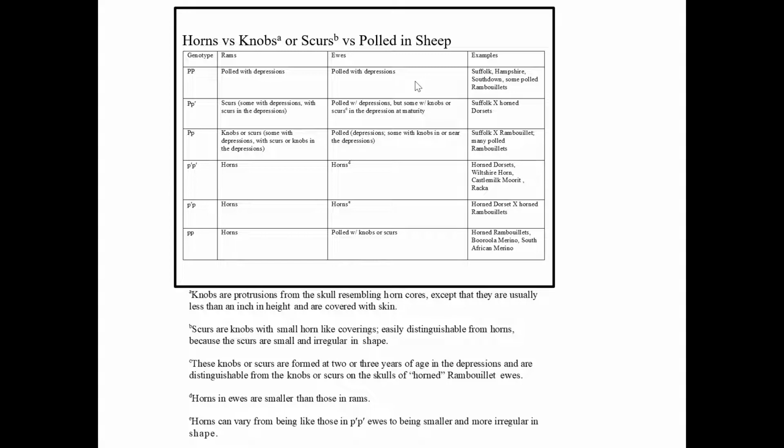And lastly, we have little p. That gives us horns in our rams, and then in our ewes, we get polled with knobs or skers. Again, an example is horned Rambouillets. We see it in Barbados Merino and then South African Merinos.